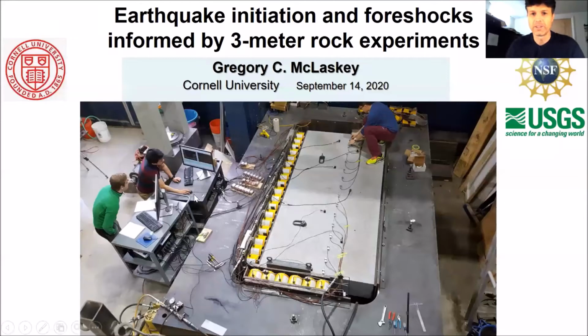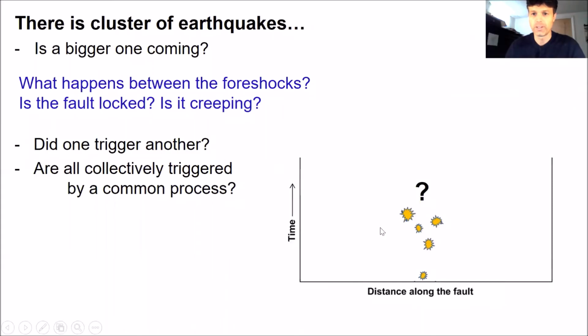I'll be describing experiments on this large rock squeezing machine that give us clues about the underlying physics of foreshocks. So let's imagine that we have a cluster of earthquakes. We might ask, is a bigger one coming? And I'm going to ask the question, well, what's happening in between the rupture areas of those foreshocks? Is the fault locked? Is it creeping? Did one foreshock trigger another, or are they all collectively triggered by some common process?